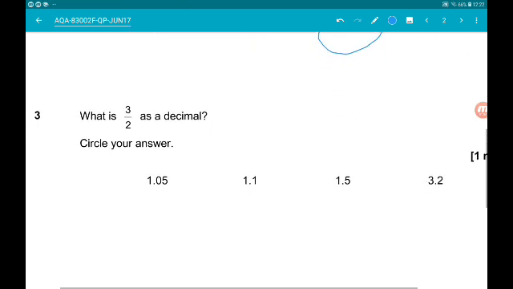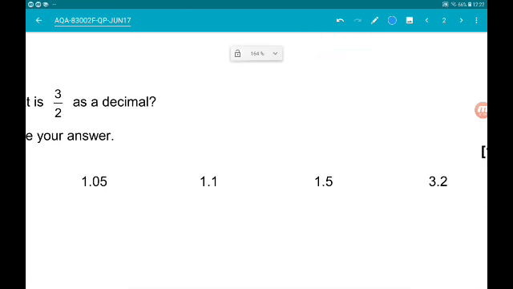Okay, question 3 wants us to write 3/2 as a decimal. So again, if you don't know this, your calculator can do it. Put in 3/2, press equals, press the SD button, and you will get 1.5. Cool.